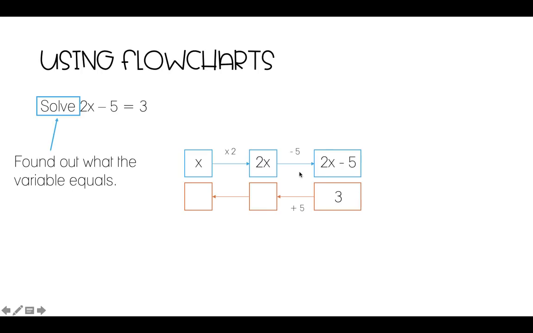So then we're going to go add 5, because we're going to do the opposite now, the inverse. So if we add 5 to 3, we get 8. And then opposite again is divide by 2. So if we divide 8 by 2, we get 4. So x in this case equals 4.